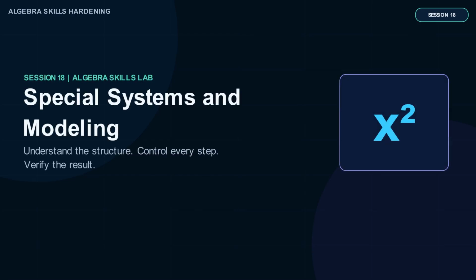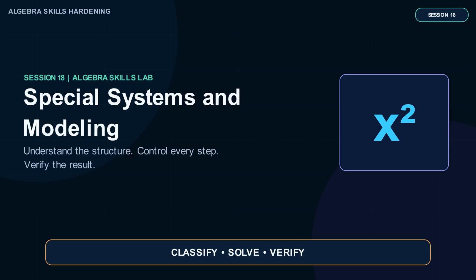Welcome to Session 18, Special Systems and Modeling. This lesson strengthens algebra that remains reliable when the numbers or representations become unfamiliar. You will learn to classify systems with 1, 0, or infinitely many solutions, to use parameter relationships to predict system behavior, and to interpret intersections as decisions rather than isolated coordinates.